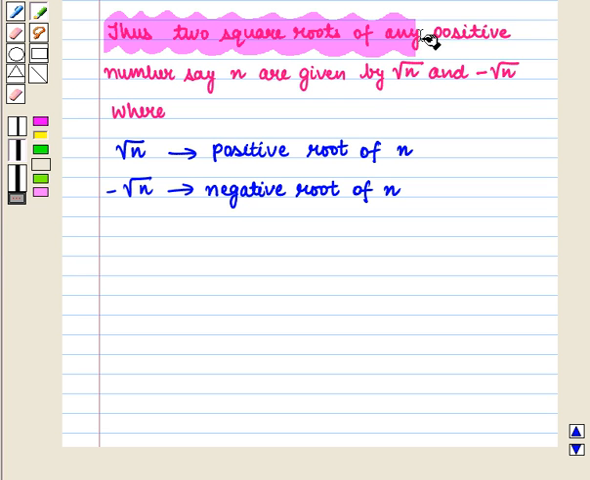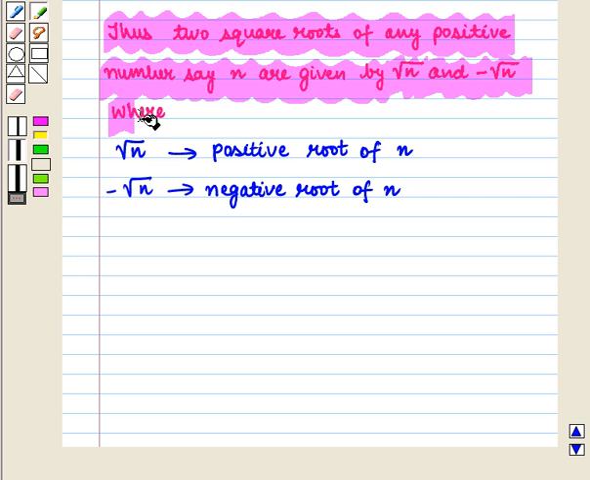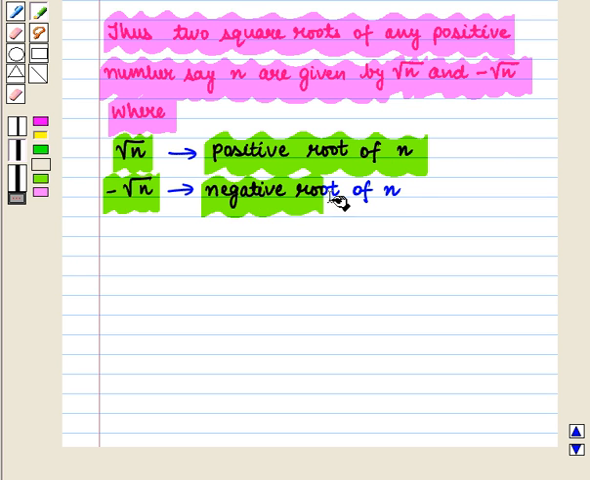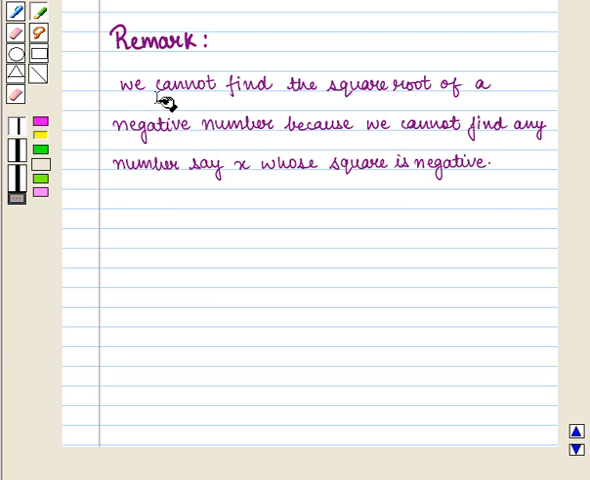Thus, two square roots of any positive number, say n, are given by square root of n and minus square root of n, where square root of n is positive root of n and minus square root of n is negative root of n. We must note that we cannot find the square root of a negative number because we cannot find any number, say x, whose square is negative.